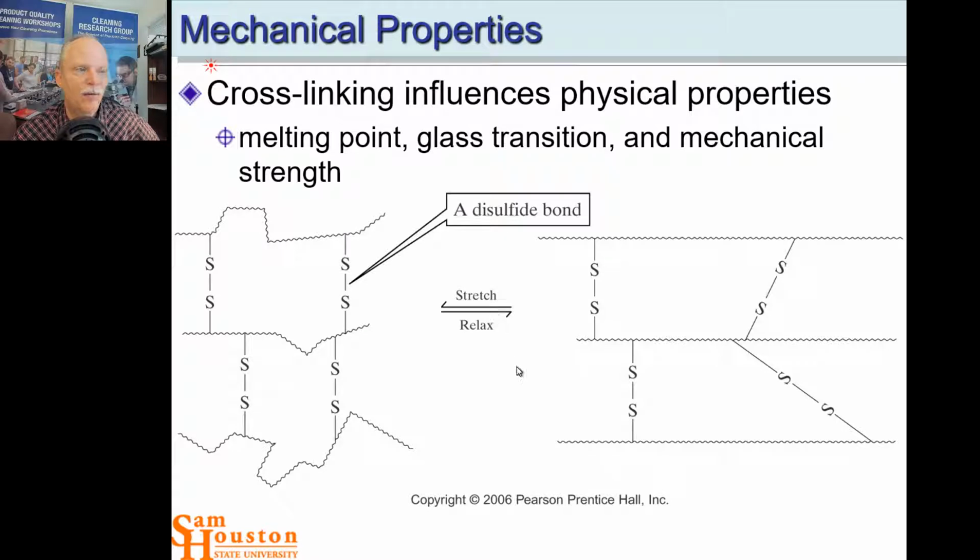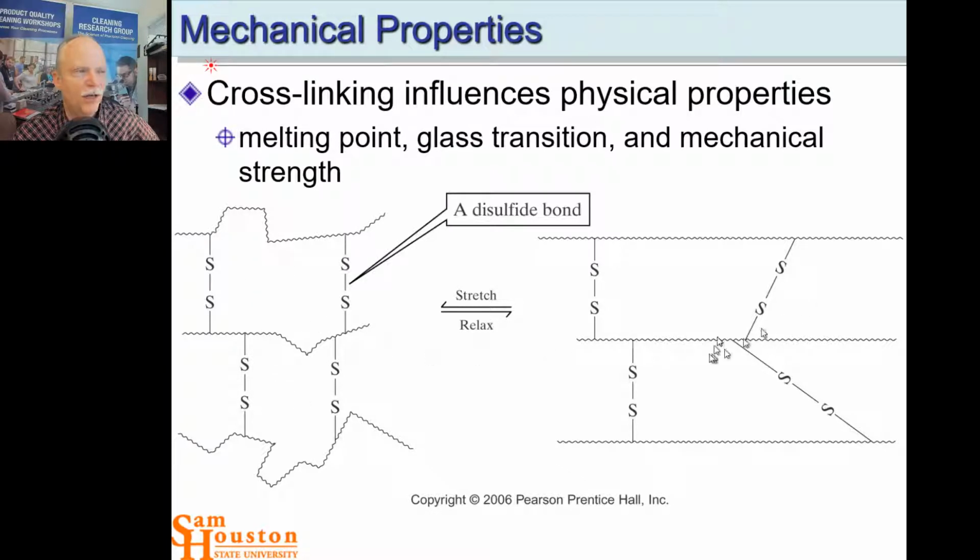And in fact, one of the earliest known methods for cross-linking is by mixing in sulfur. Sulfur mixed into natural rubber was called vulcanization. So they can mix in sulfur, and that sulfur would react with these chains and cross-link them with a disulfide bond. And so it would hold the polymer together.